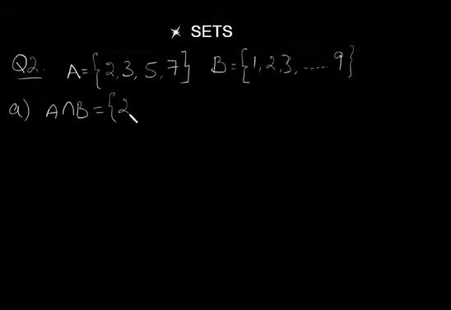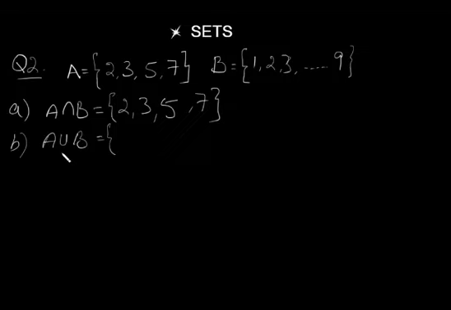So 2 is the first intersection. 3 is there, 3 is there. So 3 is the second intersection. And 5 is there, 5 is there as well, because B means you can just think of the numbers 1 to 9, so including all integers. So of course 5 will be there as well, and then 7 as well. So this is the intersection of A and B.